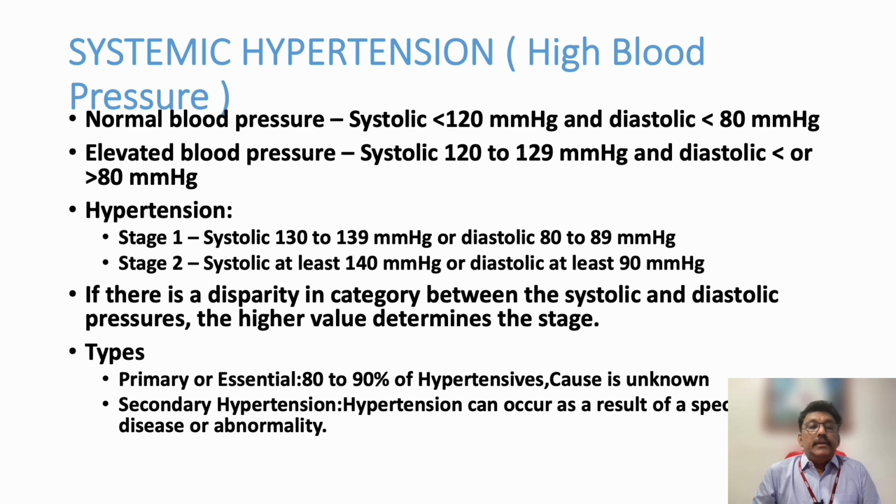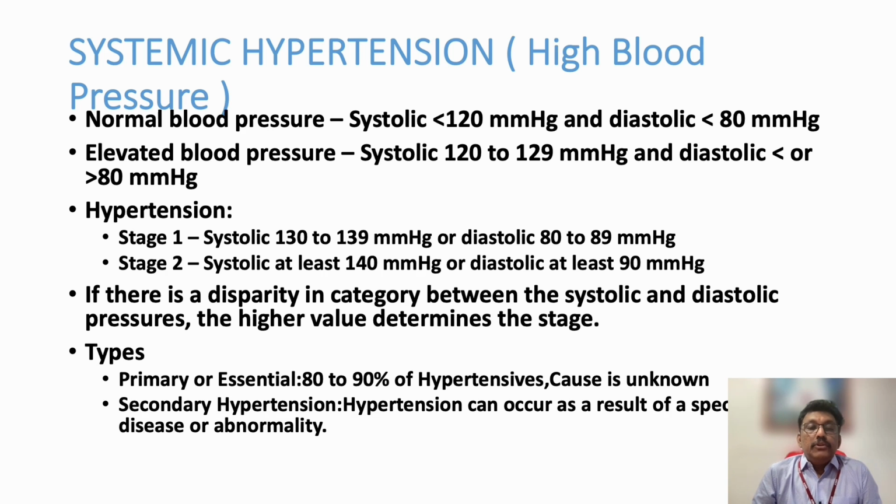Today let us discuss antihypertensive medications. Before that, we should know what is systemic hypertension or high blood pressure. Normal blood pressure is less than 120 over less than 80 millimeter of mercury. Even 120/80 can be taken as normal.